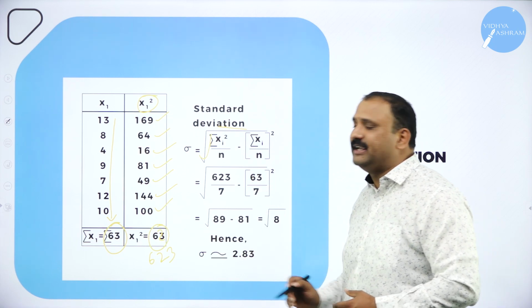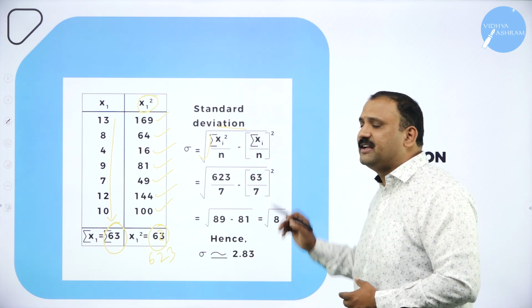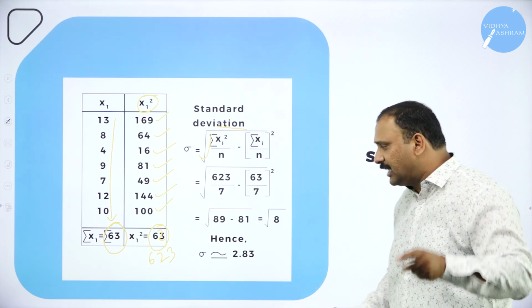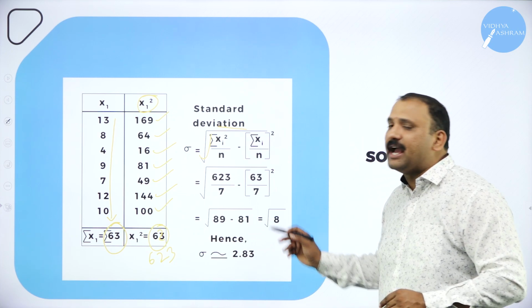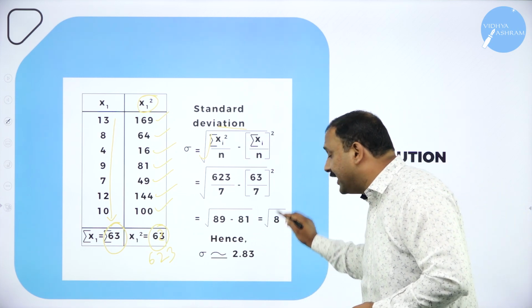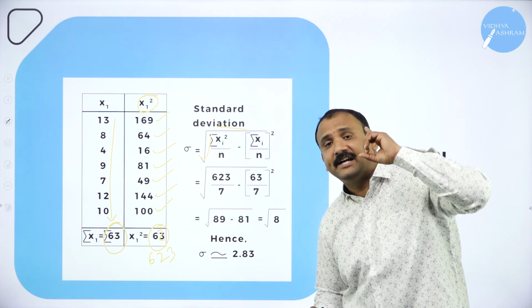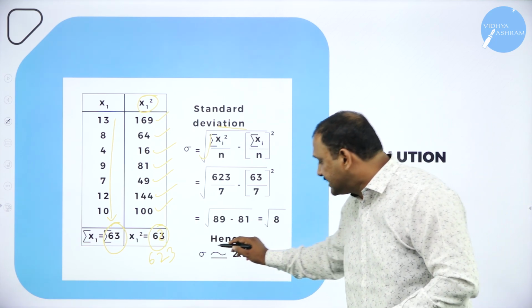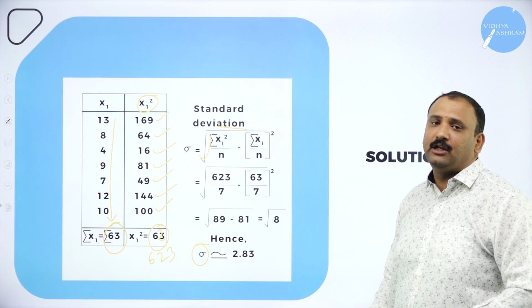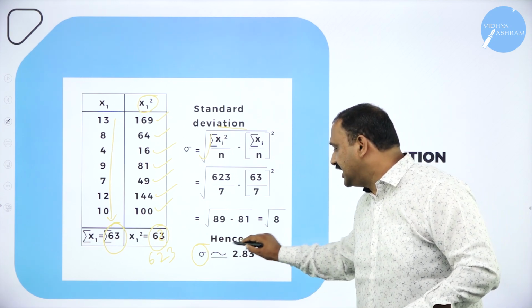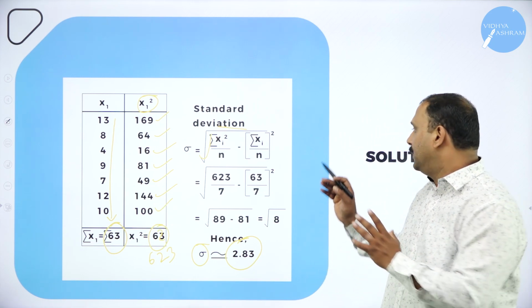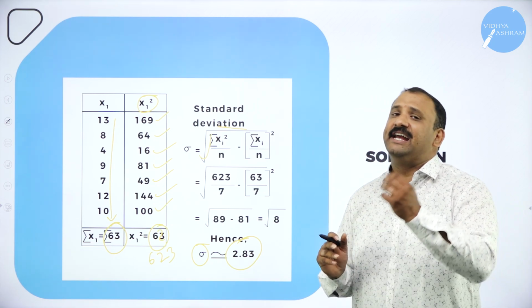So 623 divided by 7, and here it will be 63 by 7 whole squared. So when you find it out, the value will be 89 minus 81, square root. Not to forget, in standard deviation, it is always the square root that we have to take. Hence, the standard deviation value, that is the square root of 8, is equal to 2.83. So very, very simple. You will be able to get the answer in a minute.